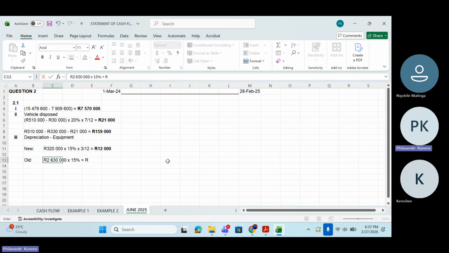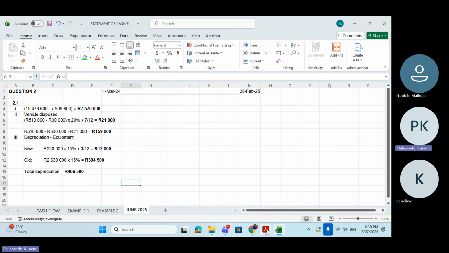How much am I getting as my depreciation? 394,500 rands. Okay, so this is the depreciation for the old. Now let's add them together to get our total depreciation. How much are we going to get? 406,500. Okay, 406,500. Thank you on that.